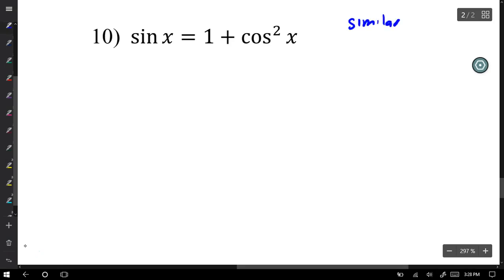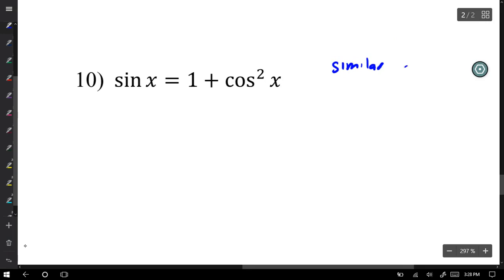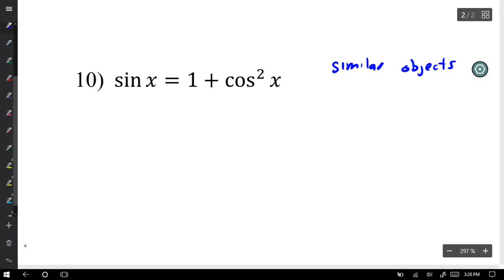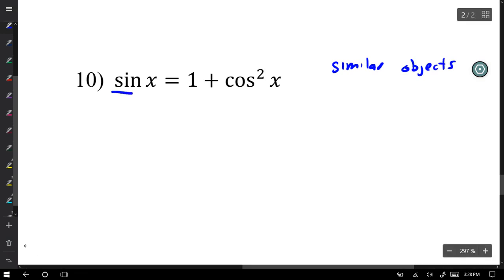You would use the words variables, similar terms, like terms, and I'm going to say I want similar objects, which is the same idea as I want like terms. And the problem is I can't change sine into cosine. That's not going to happen. But what I can do is change cosine squared into sines. And the way I do that is by using my Pythagorean identity. We referred to it before, doing it in reverse.